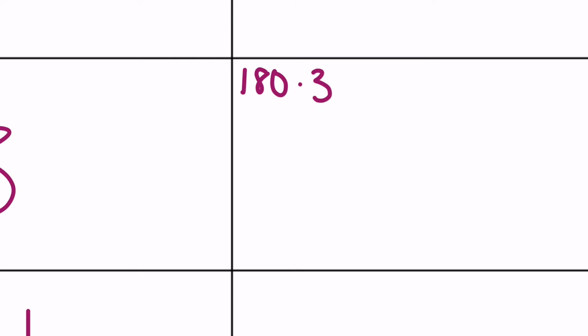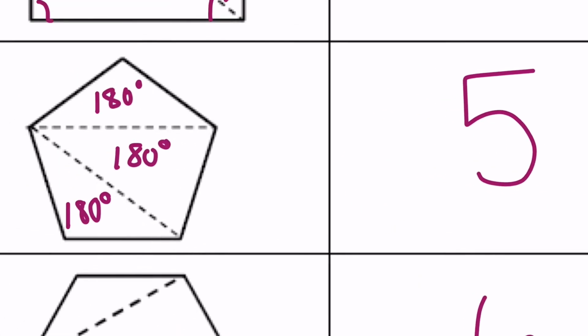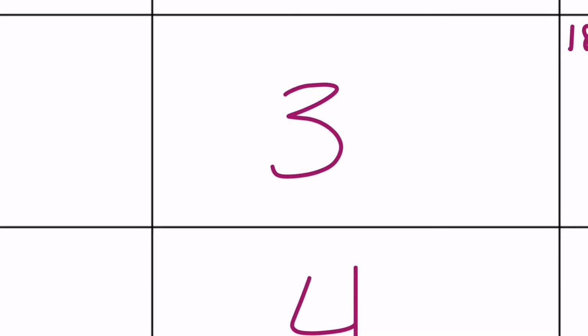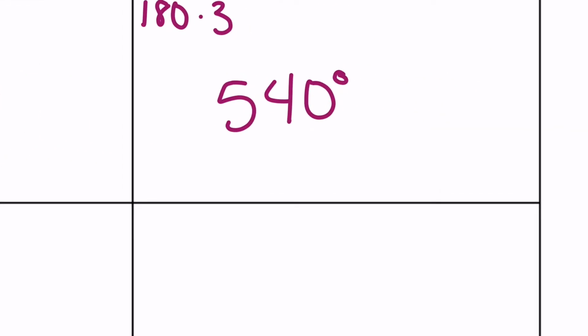Okay. Which gives me 540 degrees. So the sum of the interior angles, all of these angles inside of here, all 5 angles inside of my pentagon, the sum, if I knew all of those and I added them all together, it would be 540 degrees.